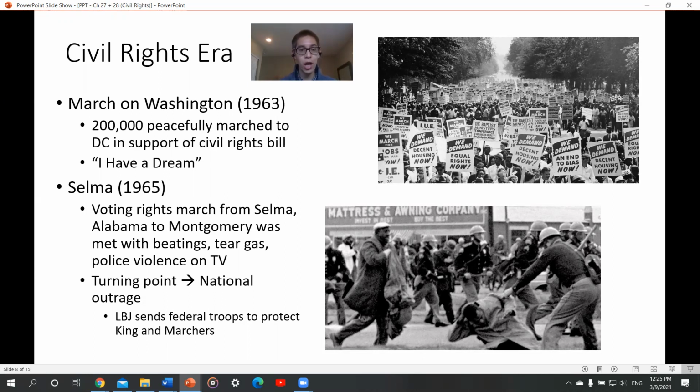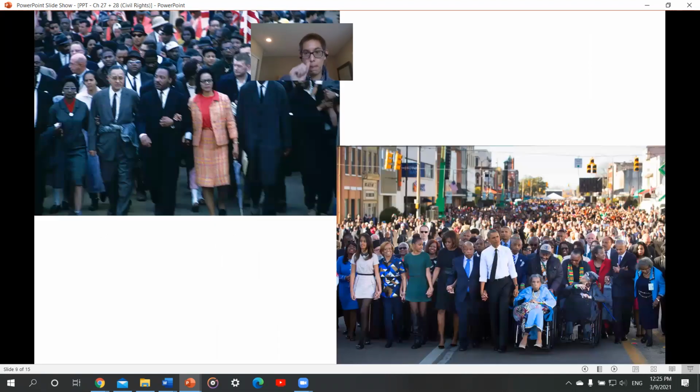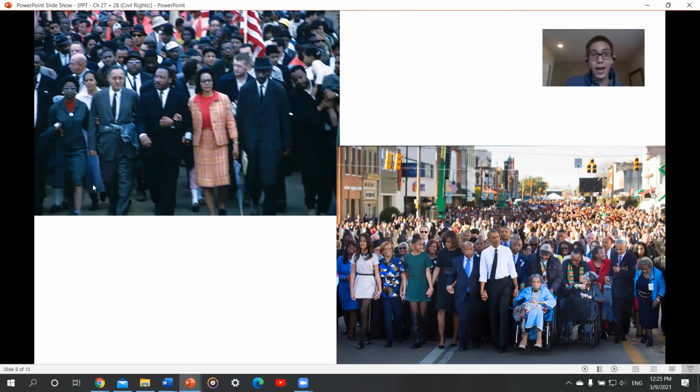And LBJ, President Lyndon Johnson, sent federal troops to Alabama the next time there was a march that protected Dr. King, protected the marchers as they went to the voting offices to demand the vote. And so this photograph shows in 1965, Dr. King and other local organizers marching for the right to vote in Selma. And then recreated, I unfortunately don't remember the exact year of this, but this was during Obama's presidency. John Lewis, right there. Reverend Al Sharpton, right there. Some of the leaders at the time, other marchers at the time with the Obama family.